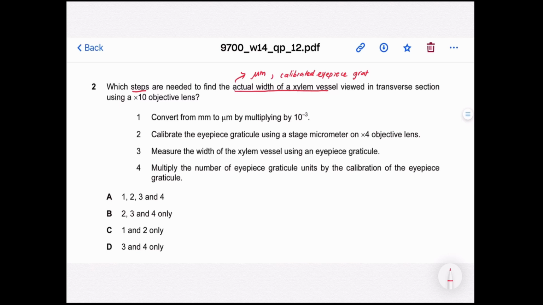So first one, we know that to convert mm to micrometer, we need to multiply by 1000, which is equivalent to 10 to the power of 3. So not 10 to the power of negative 3. So this statement is wrong.